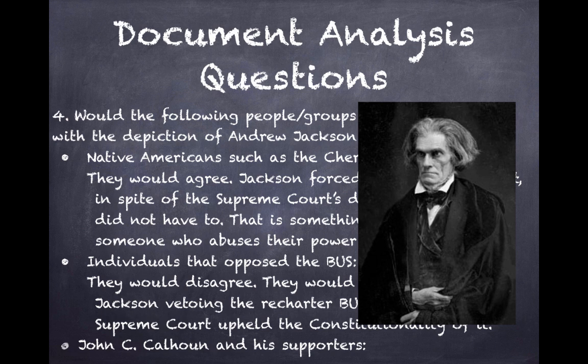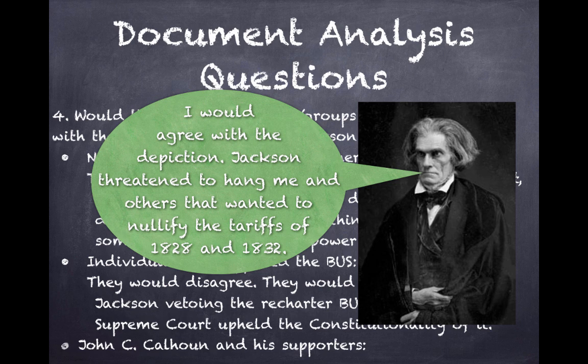John C. Calhoun and his supporters. So we have John C. Calhoun here. Would he agree with Andrew Jackson being depicted as a king? He was Andrew Jackson's vice president, but the answer is yes, he would agree with it. Remember, Jackson threatened to hang him and others that wanted to nullify the tariffs of 1828 and 1832. John C. Calhoun wrote the South Carolina Exposition and Protest, which encouraged states to nullify the Tariff of Abominations, or tariff of 1828. And Jackson was furious when he found out that Calhoun was leading a movement to overturn these tariffs.